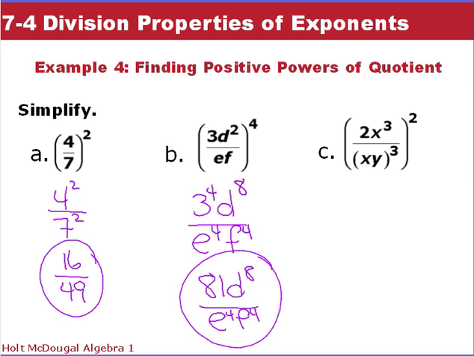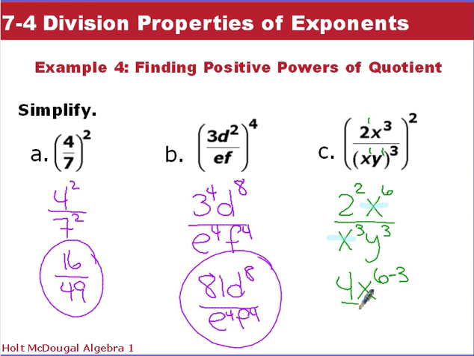And our last example, again, we have to multiply, and remember there is this implied 1 exponent there, so we get 2 squared x to the 6th over x cubed y cubed. We can simplify 2 squared, gives us 4. We have two bases that are the same, a base x and a base x there. So with that, we subtract 6 minus 3, all over y cubed, which is going to give us 4x cubed over y cubed.